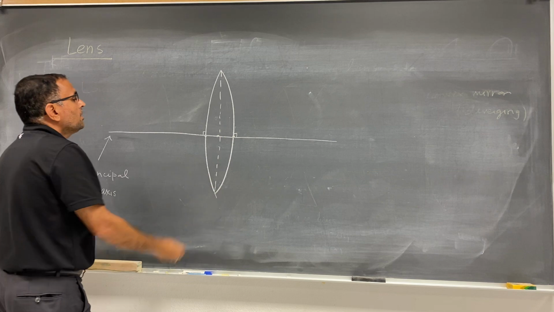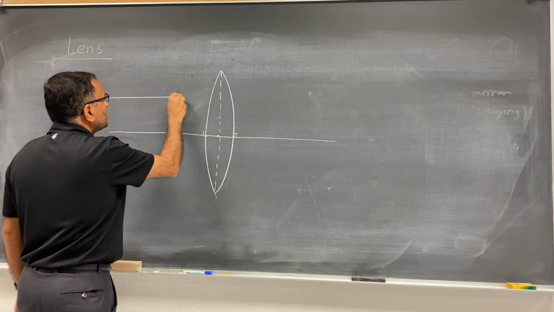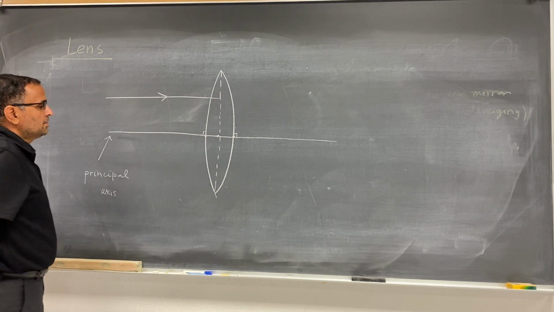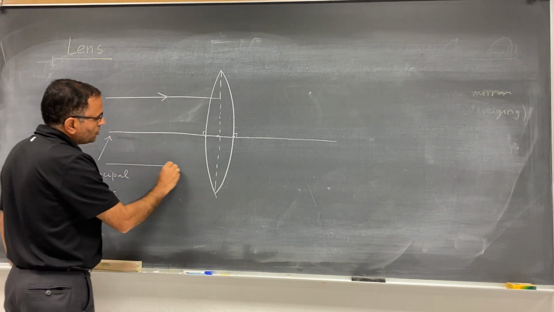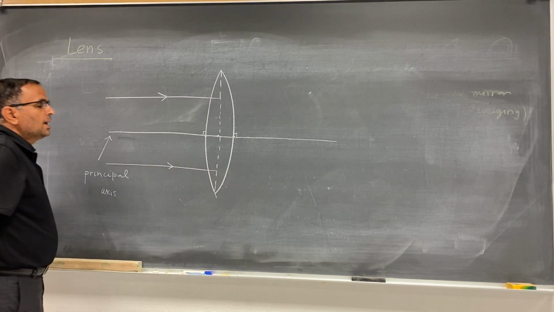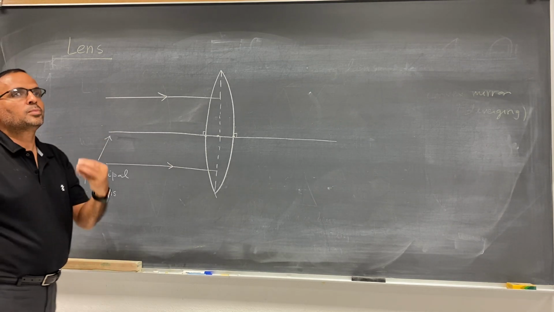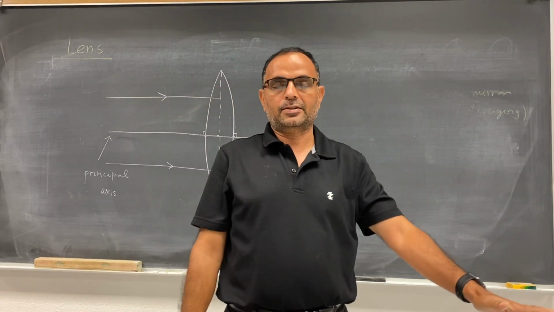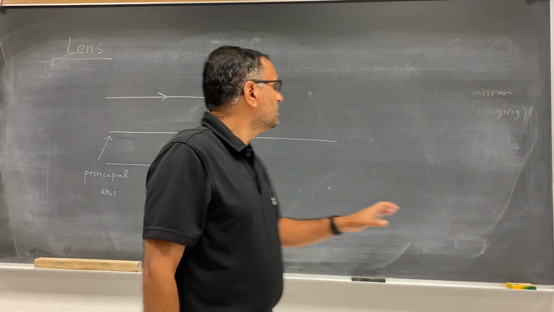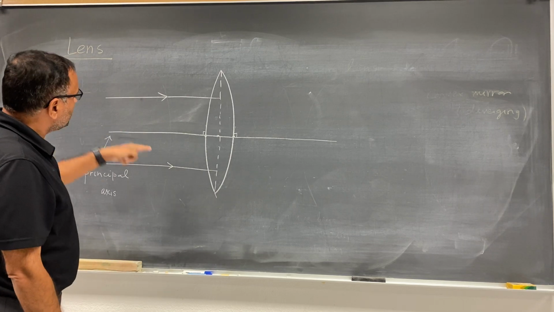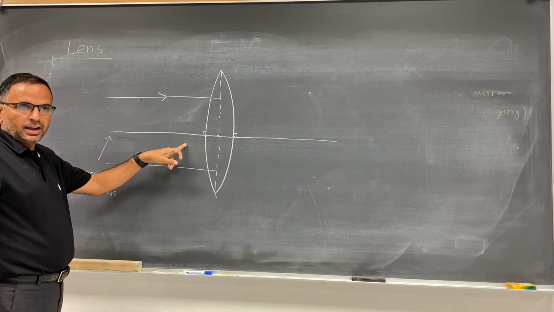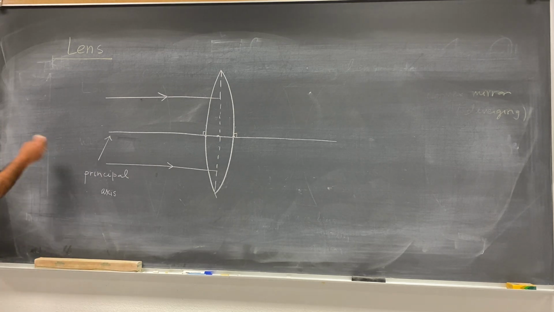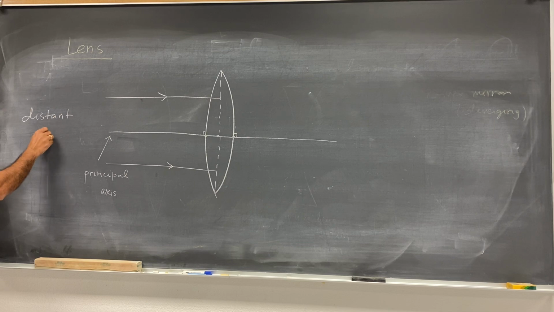Now, if I draw a ray like this, the ray is parallel to the principal axis, and another ray is also parallel to the principal axis, and these rays are coming from a distant object. What does that mean? The object is really very far, an object at infinity, you can call that.